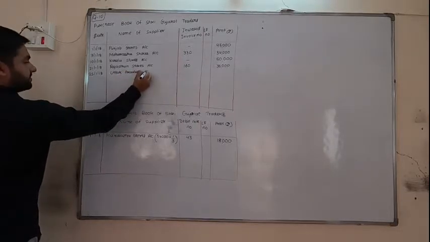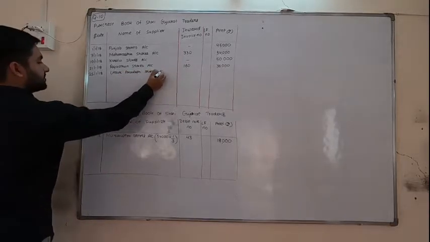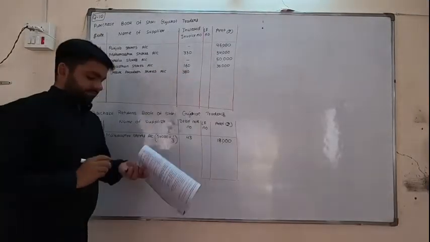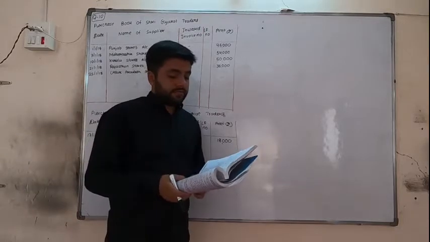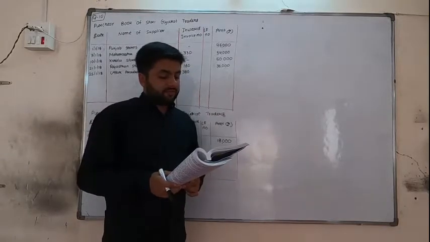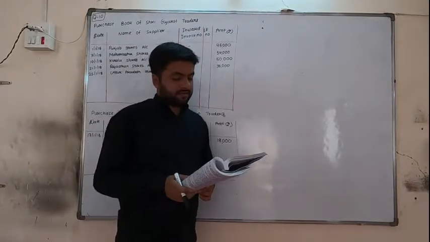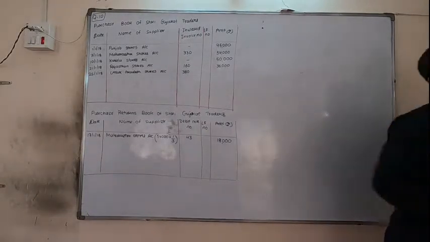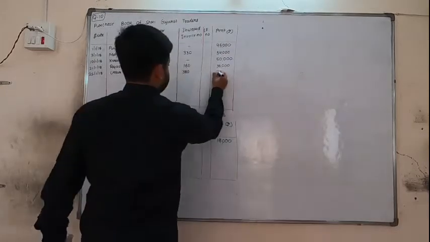Uttar Pradesh stores account, bill number is 380. Now 50,000 and 10% trade discount. 50,000 minus 10% is 45,000.